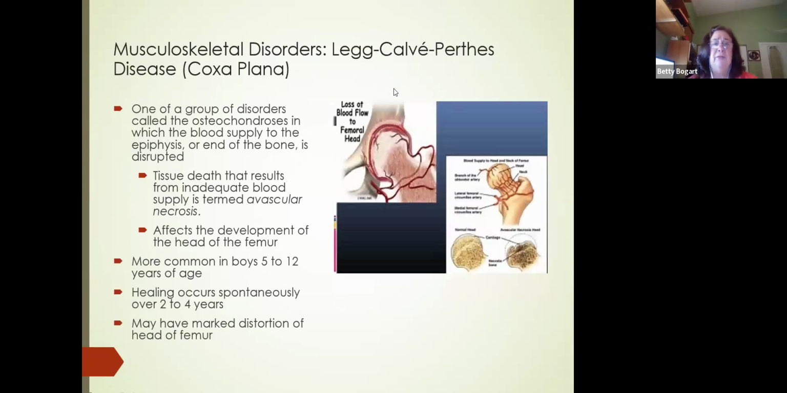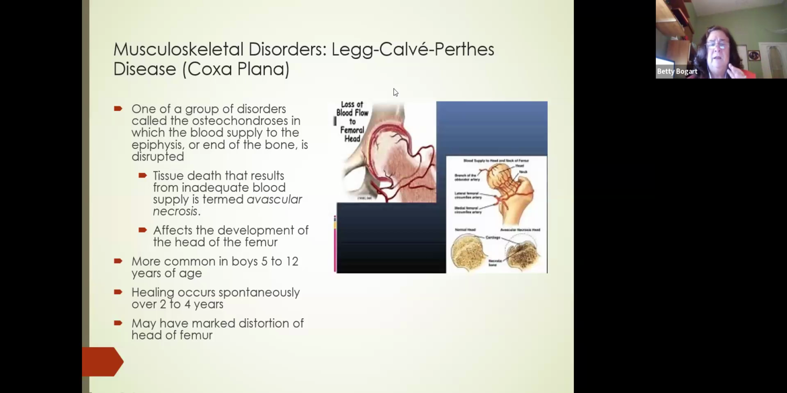Legg-Calvé-Perthes disease. Very important diagnosis. What it is, all of a sudden the blood supply for some reason stops going there. It's aseptic, so no infection, just a stop of blood supply in the head of the femur. And it causes the head of the femur not to develop correctly, and that head is going to be distorted.